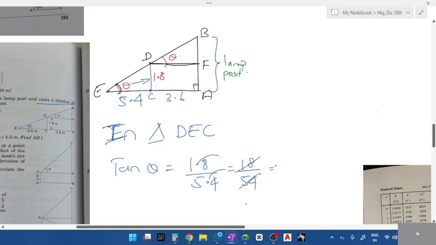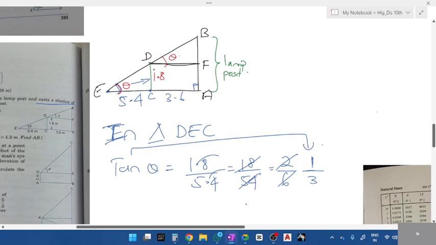Use the 9 times table, students. Tell me using the 9 times table. 9 twos are 18. 9 sixes are 54. So 1 by 3. Did we get 1 by 3? Right. So what's the value? Tan theta is equal to 1 by 3.